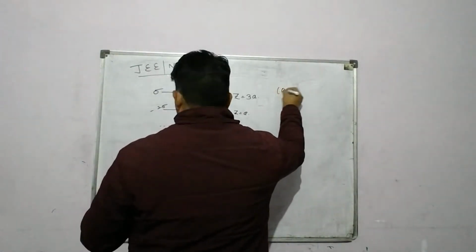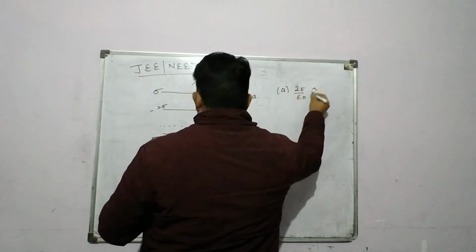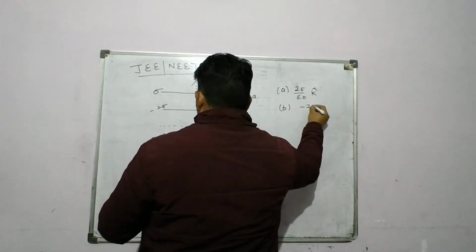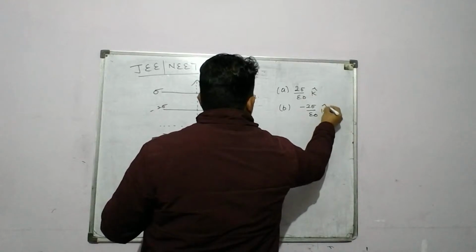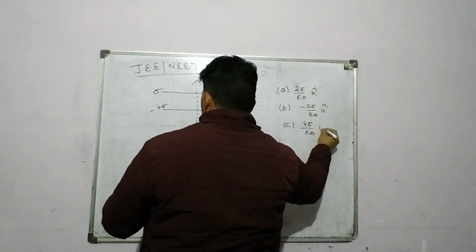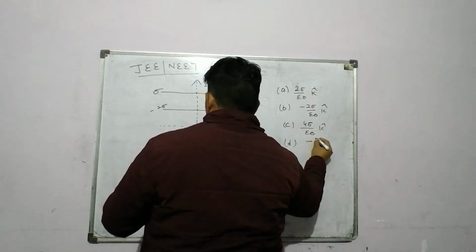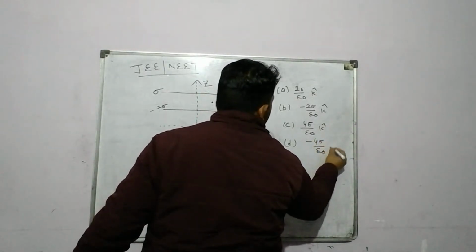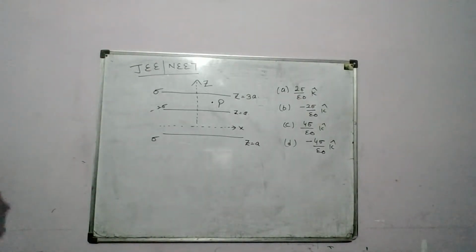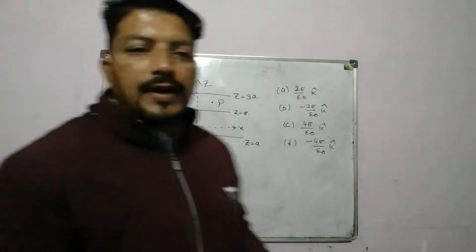The options are given. Option A: 2 sigma upon epsilon 0 unit vector K. Option B: minus 2 sigma upon epsilon 0 unit vector K. Option C: 4 sigma upon epsilon 0 into unit vector K, and option D: minus 4 sigma upon epsilon 0 into K. These are the four options, and the question is to find the electric field at point P.